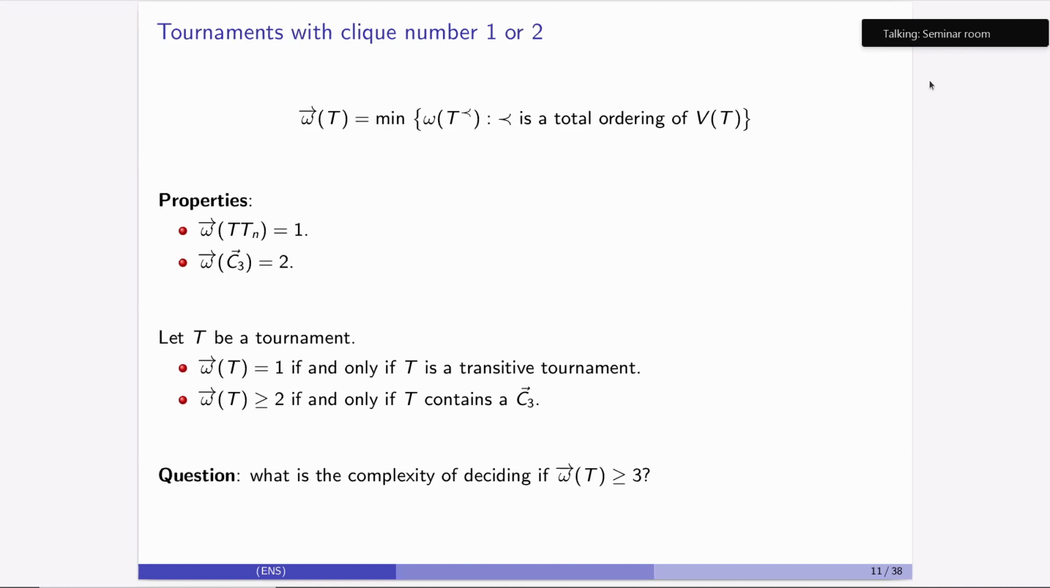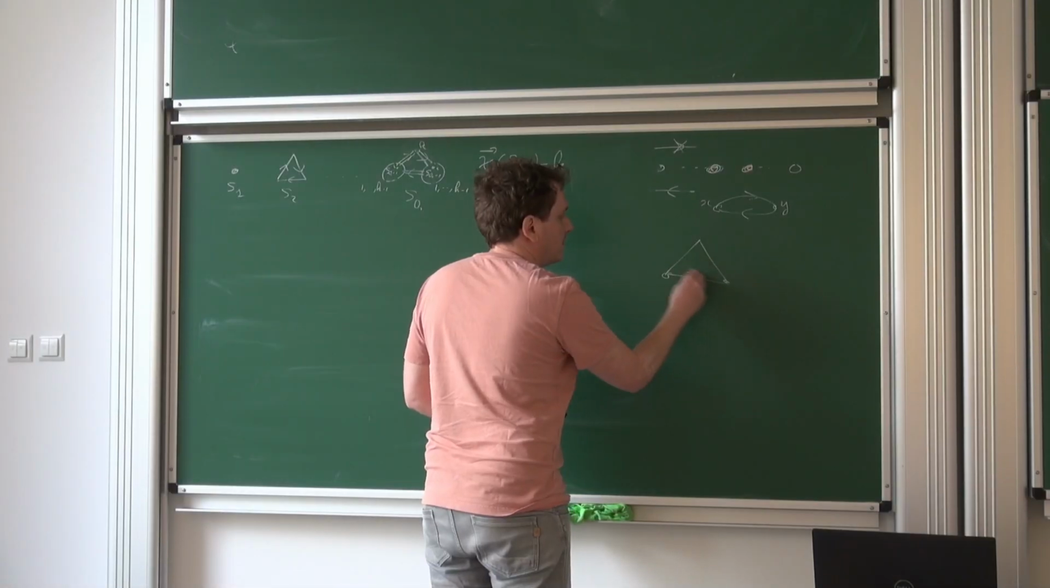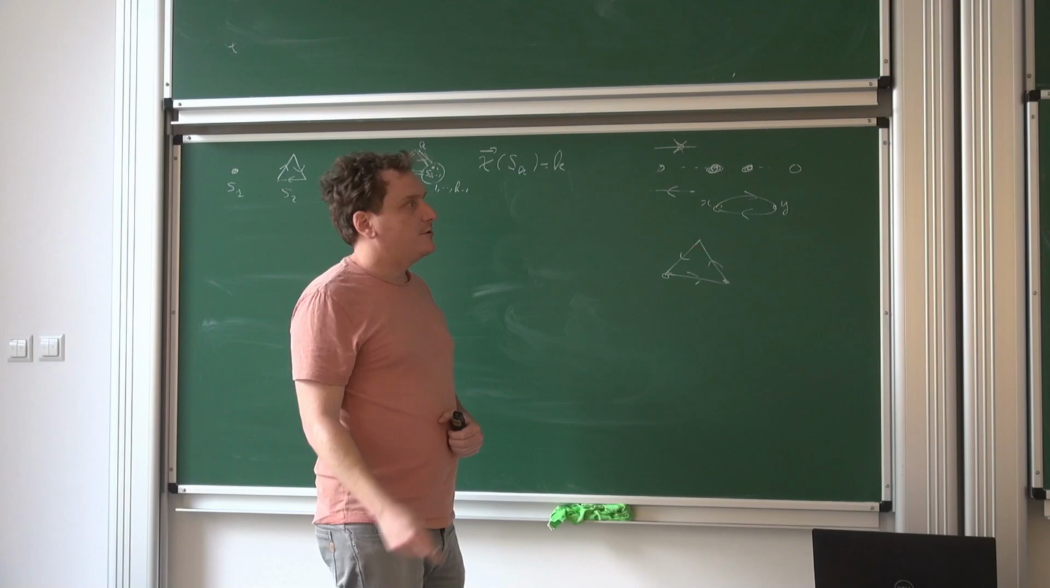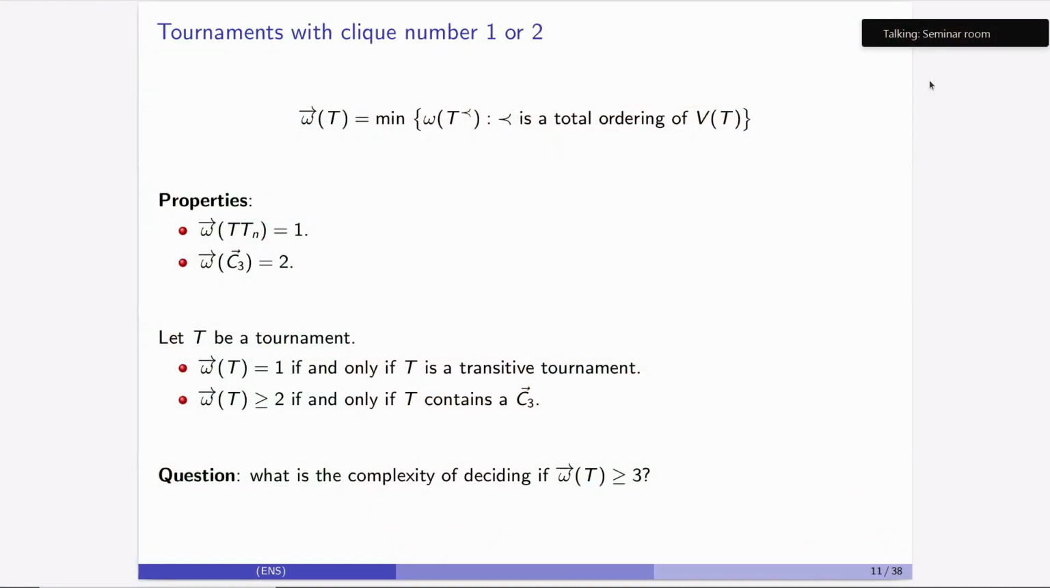So let's go back to clique number. The only tournaments with clique number 1 are acyclic tournaments, so they are transitive tournaments. Because if you have a directed triangle, in any ordering of this there will always be a back edge, so the clique number will be 2. So omega of C3 equals 2. So omega of T equals 1 if and only if it's a transitive tournament. It is at least 2 if and only if it contains a C3. And I can say it right now, the complexity of deciding if omega of T is at least 3 is open. At least 4 is hard, but at least 3 is still open.